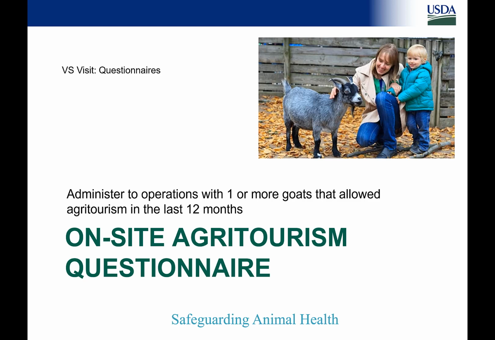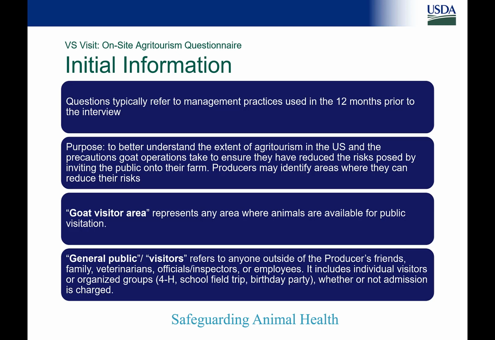Let us know. The agritourism questionnaire will be administered on operations with one or more goats that have allowed agritourism in the last 12 months. Our two screener questions are: during the previous 12 months, were members of the general public invited onto the farm other than to the home? I have a definition of what we mean by general public. Let me get to my notes on my slide.